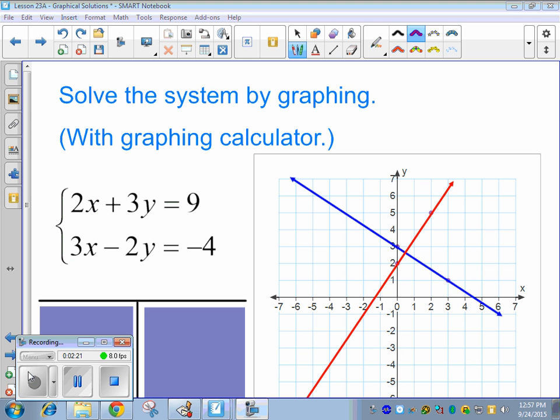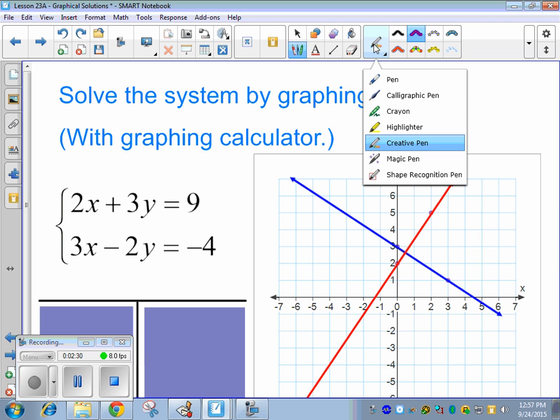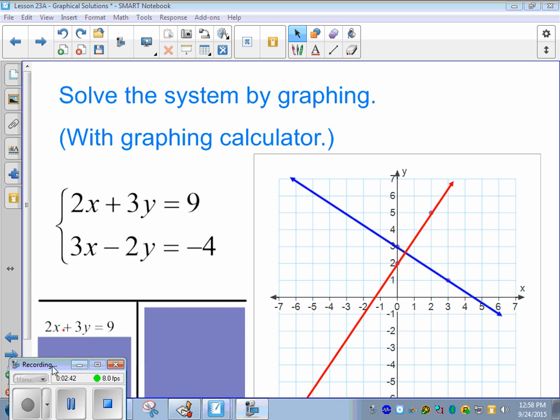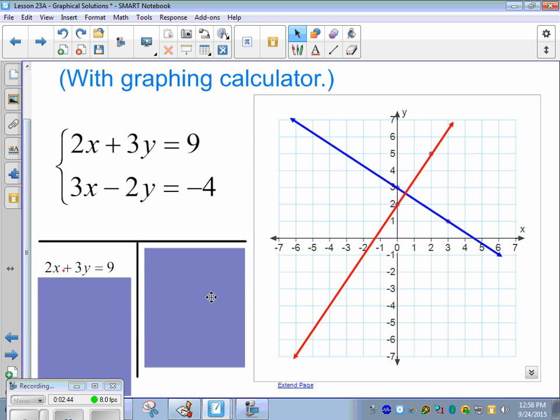Okay, so let's try another one where it's not set up as nicely. So we actually need to solve for y. What I would do, you guys, is write these down side by side because you're always going to be solving for y. So I'm going to write down like this one. Right here. Okay, so 2x plus 3y equals 9. And the other one, 3x minus 2y equals negative 4. And we're going to isolate the y, or else you can't graph.